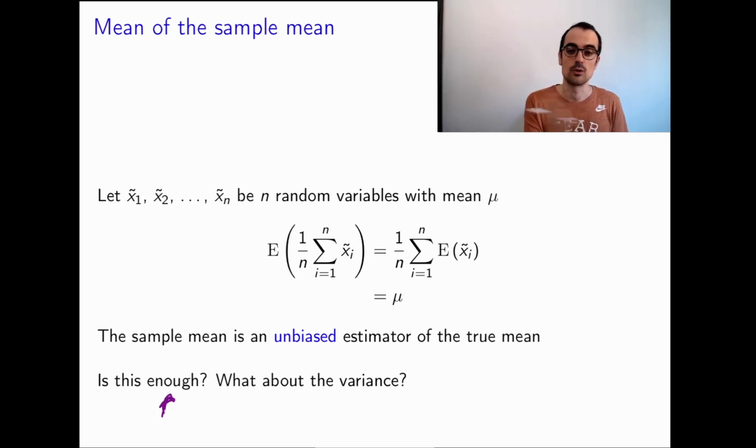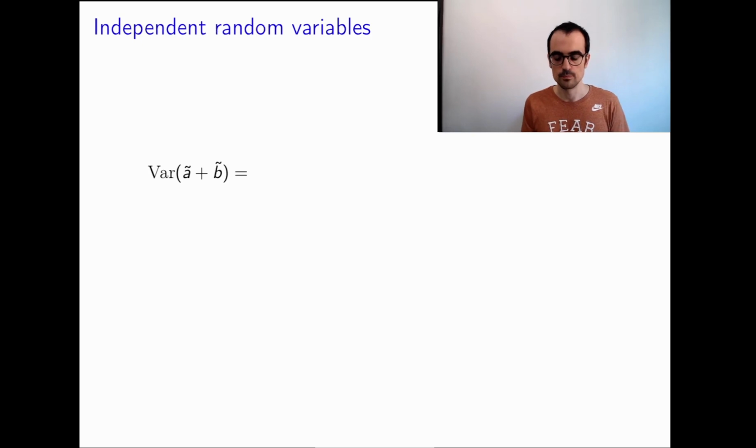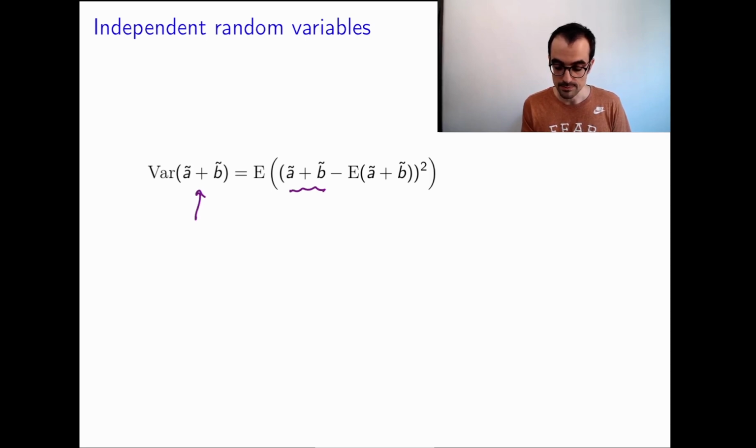Let's take a look at the variance. Let's take a look at, on average, how much this estimator fluctuates. In order to understand the variance of the sample mean, we have to look at the variance of a sum of two random variables. And in particular, we're going to be interested in independent random variables. So what's the variance of the sum of two independent random variables? We're going to use the definition of variance where we write the random variable of interest, which is a plus b, minus its mean. And now we're going to split this into a minus its mean. I'm going to write the mean like that because it's just easier.